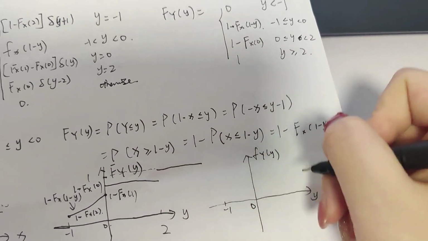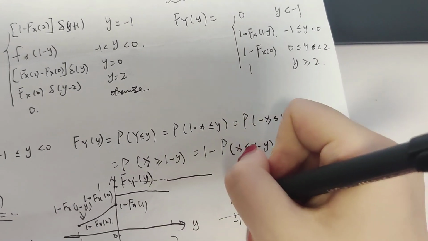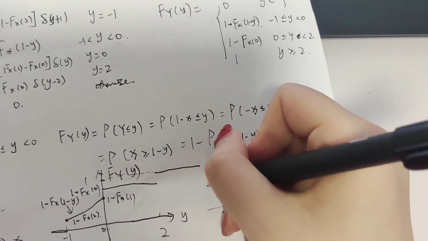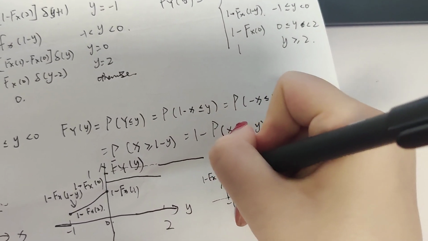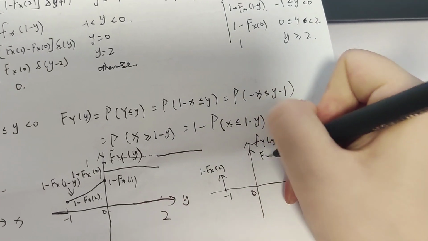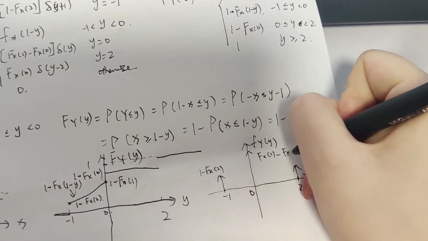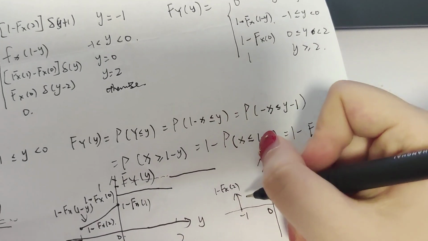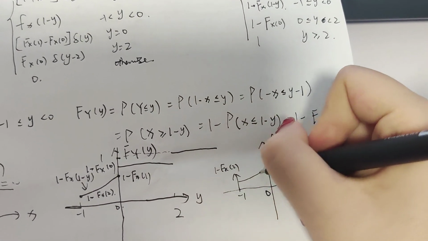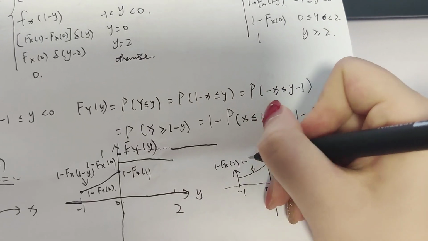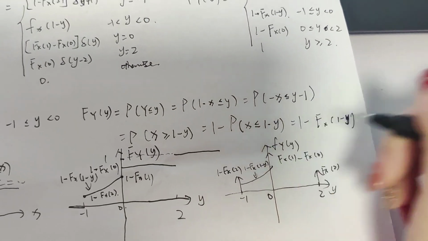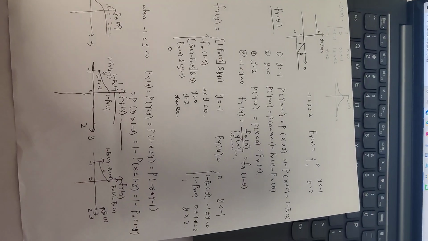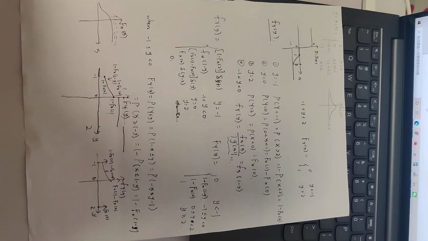At minus 1, 0, 2: this is 1 minus F_X(2), F_X(1) minus F_X(0). This is F_X(0), and from minus 1 to 0, this is f_X(1 minus y). Here is all the answer for question 1. Thank you.